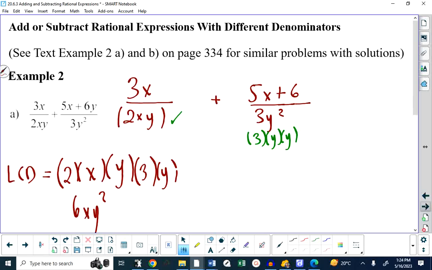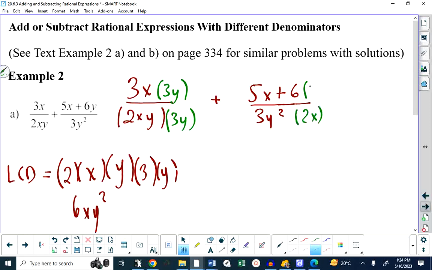And to those of you that put your hand up and down at the beginning, how many of you were correct? Okay, good. That's good. So it is 6xy squared, which means we need to multiply the top and the bottom of this expression by, well, by a 3 and a y. And we need to multiply the top and the bottom of this expression by a 2 and an x.